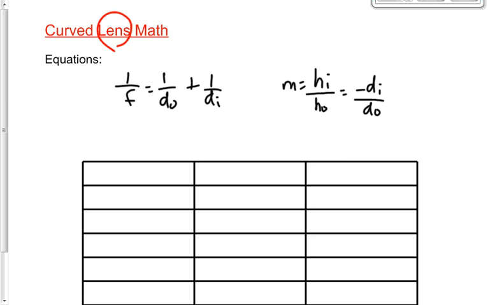f is the focal length, still. do is the object distance, still. di is the image distance, still. hi, ho, m: the image height, the object height, and the magnification, still. Units can be centimeters, meters, kilometers, inches, miles, light years. Doesn't really matter, as long as it represents a distance and as long as you're consistent. It will be positive sometimes, and negative sometimes.